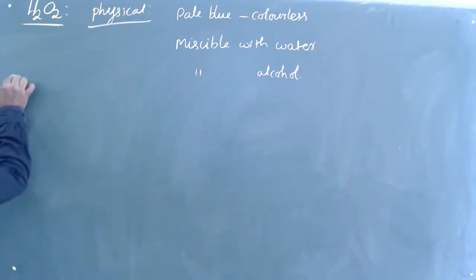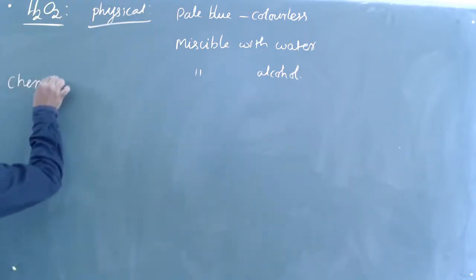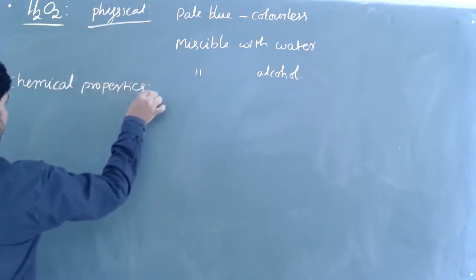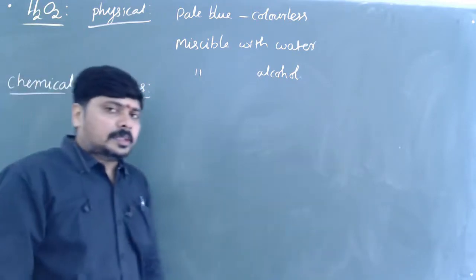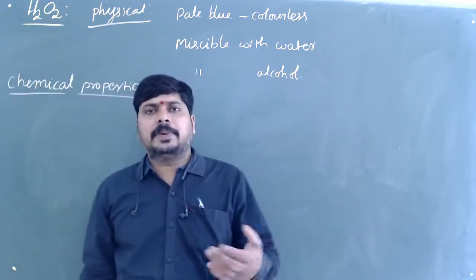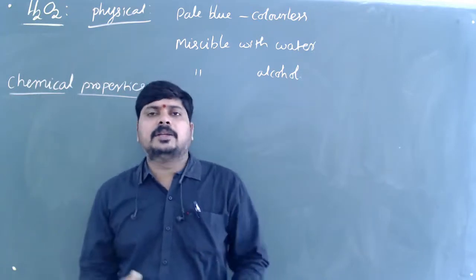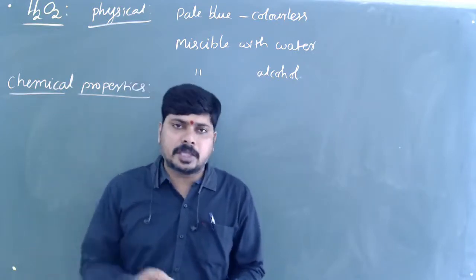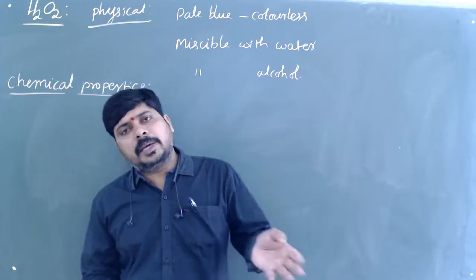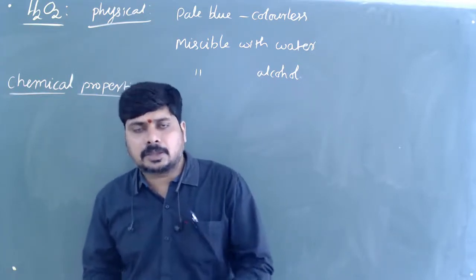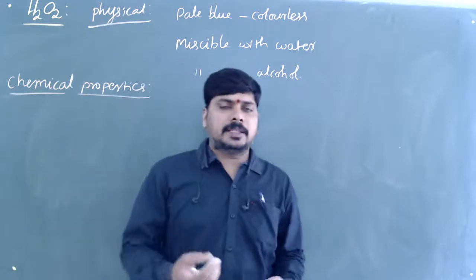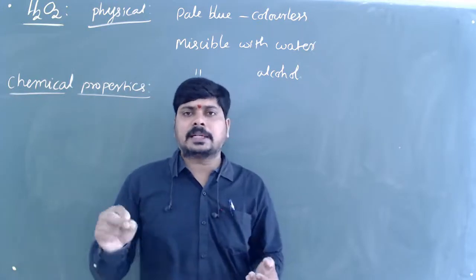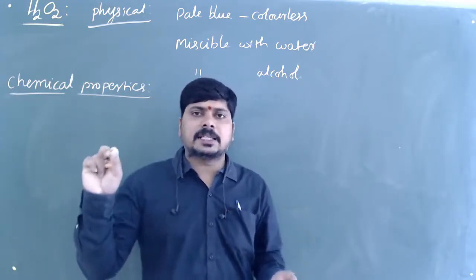And coming to the chemical properties. Hydrogen peroxide has acidic nature, oxidizing nature and reducing nature. Hydrogen peroxide can act as an oxidizing agent as well as a reducing agent in acidic medium, in basic medium, and even in neutral medium also. We have examples mostly for acidic and basic; for neutral we have fewer, but in all the mediums it can act as the oxidizing agent as well as reducing agent.